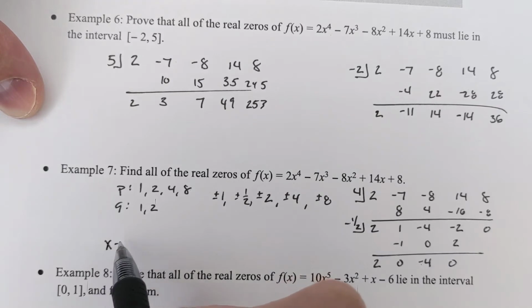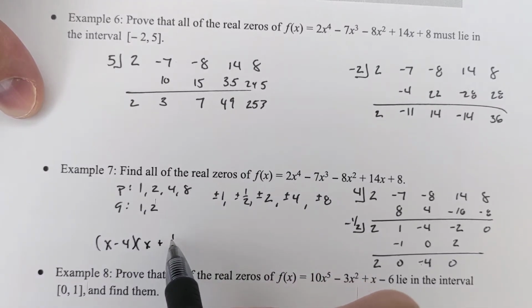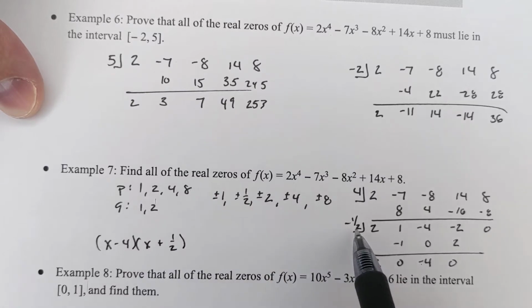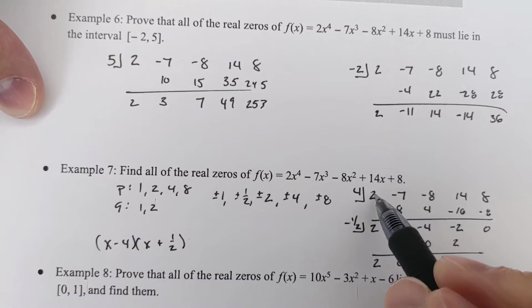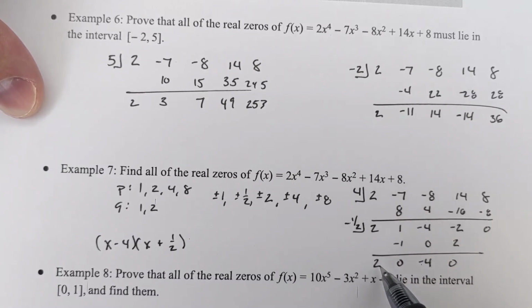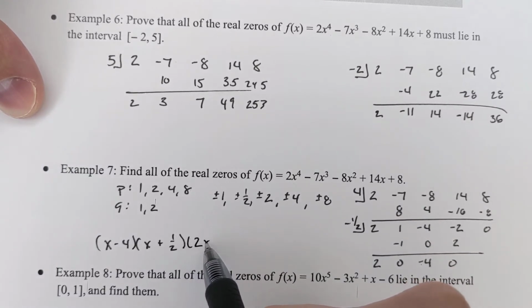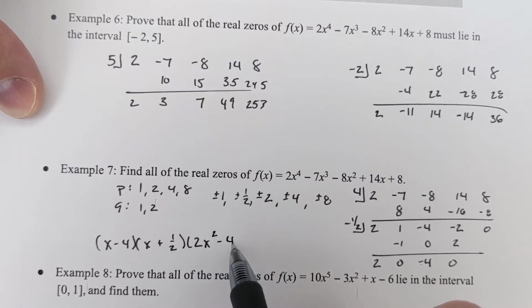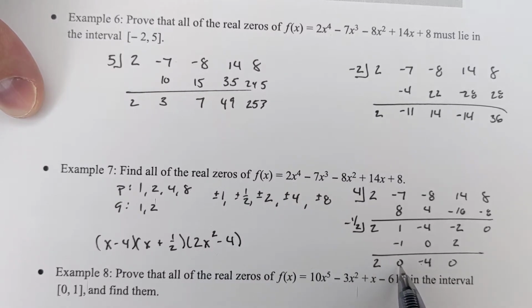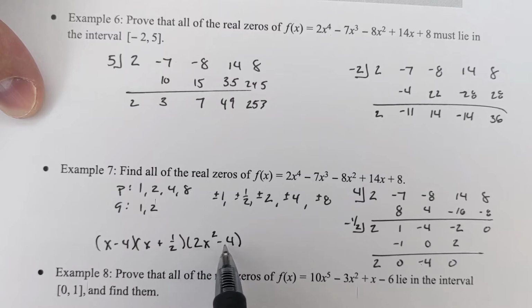So I know I have an x minus 4 as a factor. I know I have an x plus 1/2 as a factor, because remember, it's the opposite of these things. And down here, this was x to the 4th, which means that's x cubed, which means this is x squared. So the last factor is 2x squared minus 4, because there's no x. Then I can solve that with algebra.